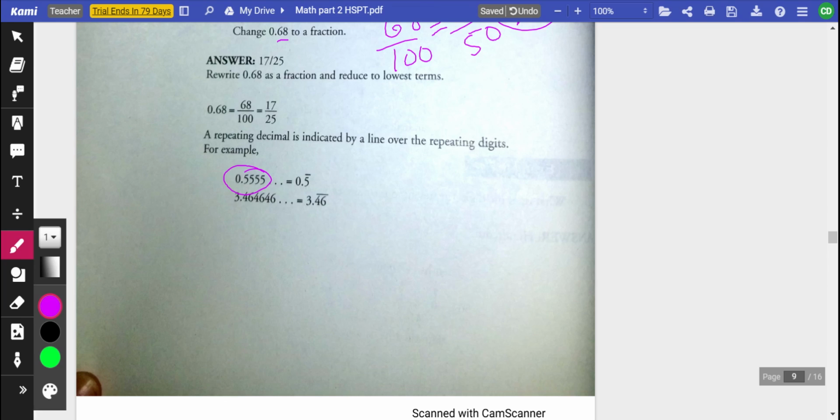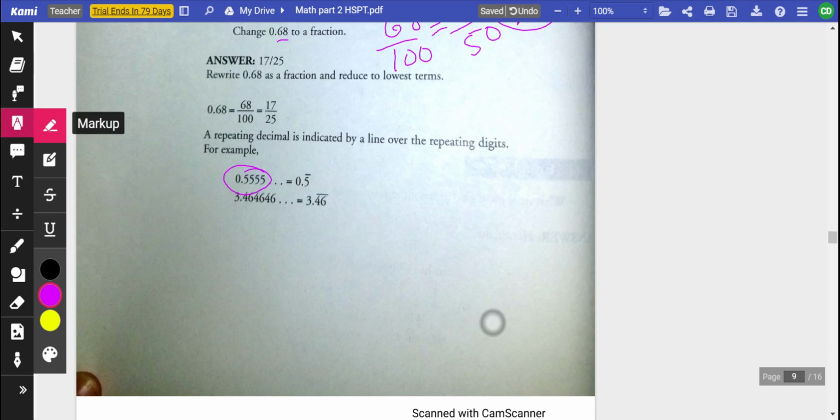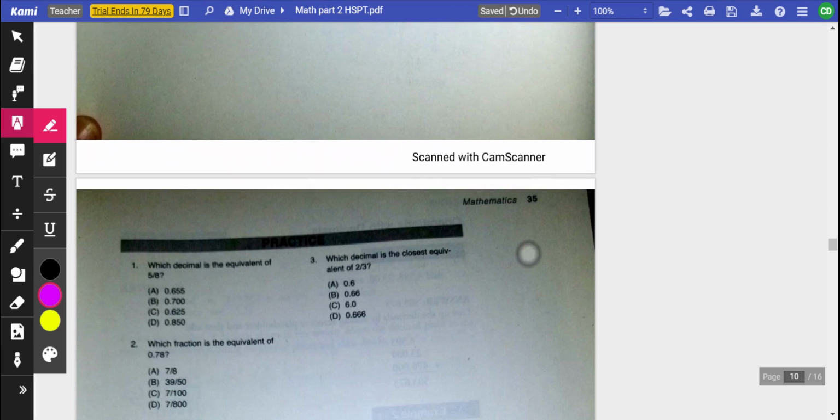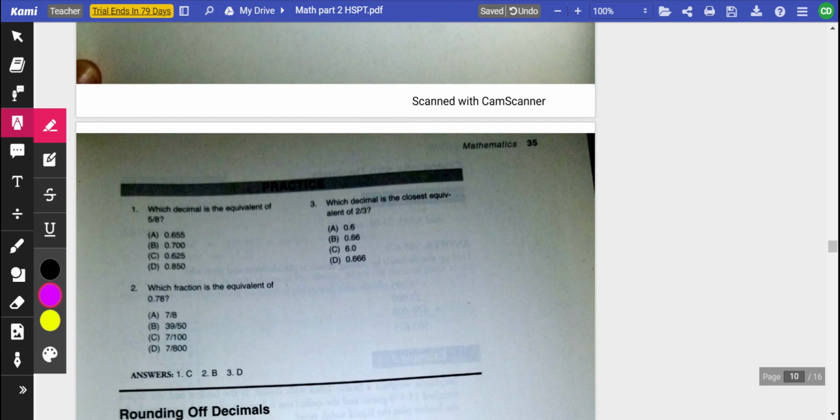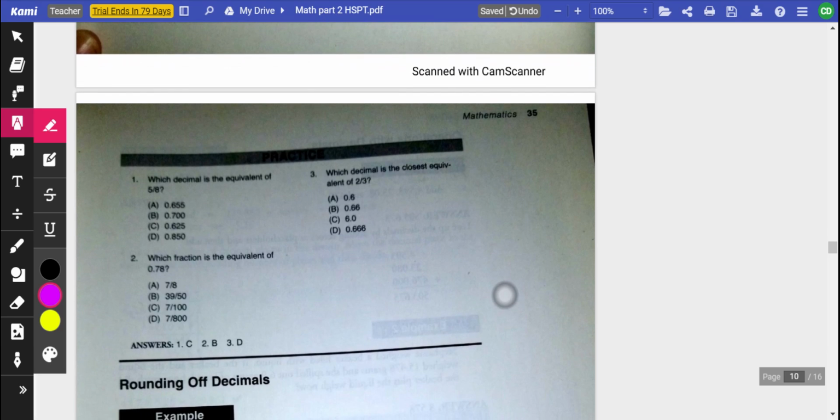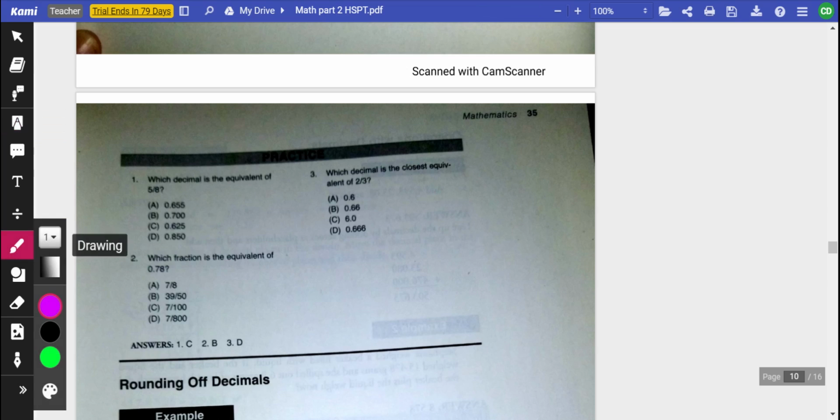So the 4-6 repeats. So that is what has the line over it. If there was an extra number that repeated, then it would also be under the line. So that is just a little refresher on that. Then we're going to look at the next part here. Uh-oh, my copy didn't come out so great, but that's okay. We can handle this. Okay.